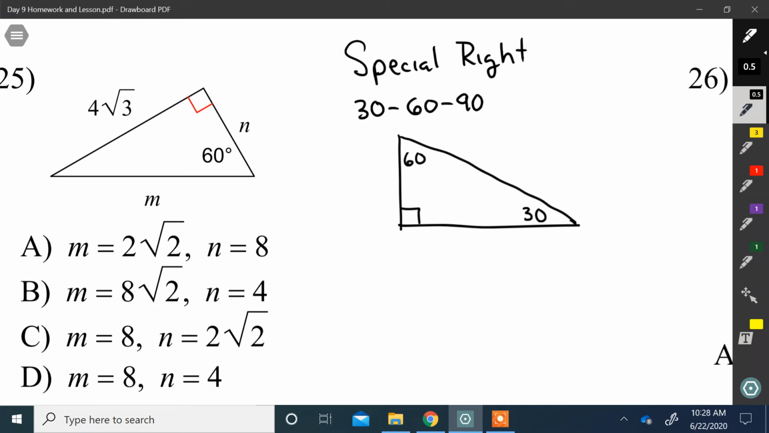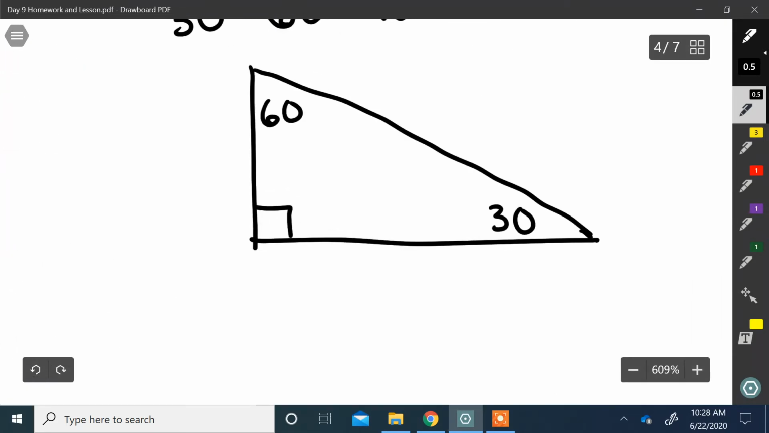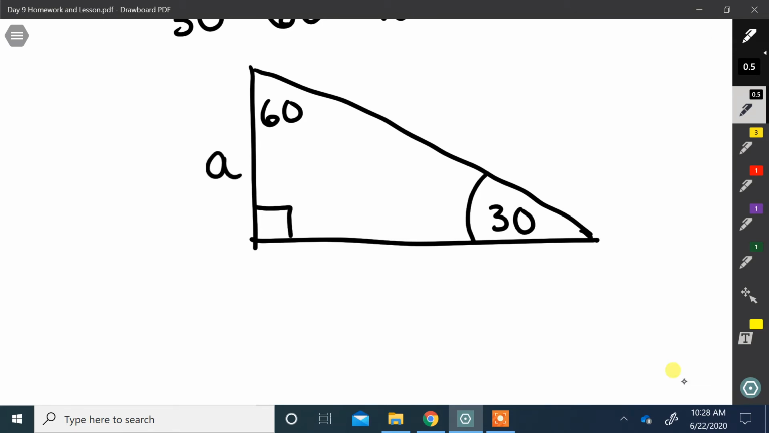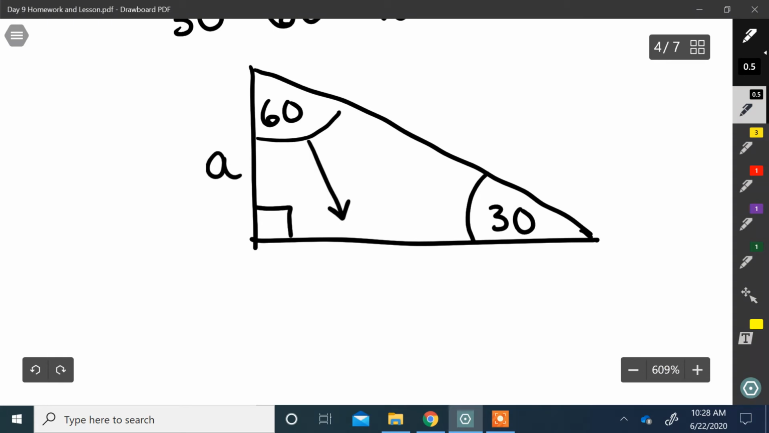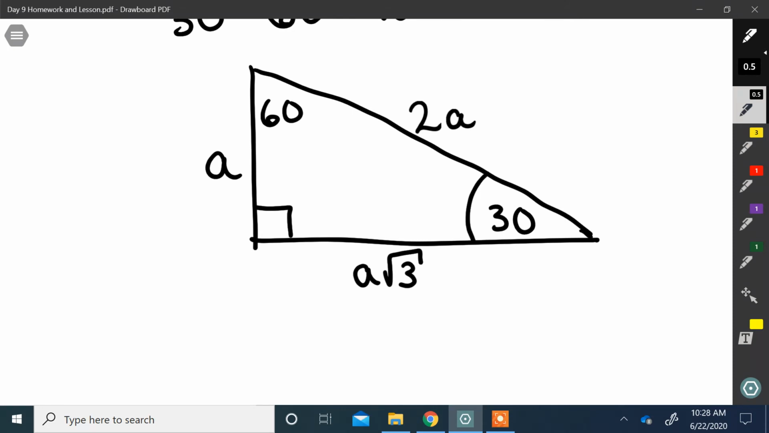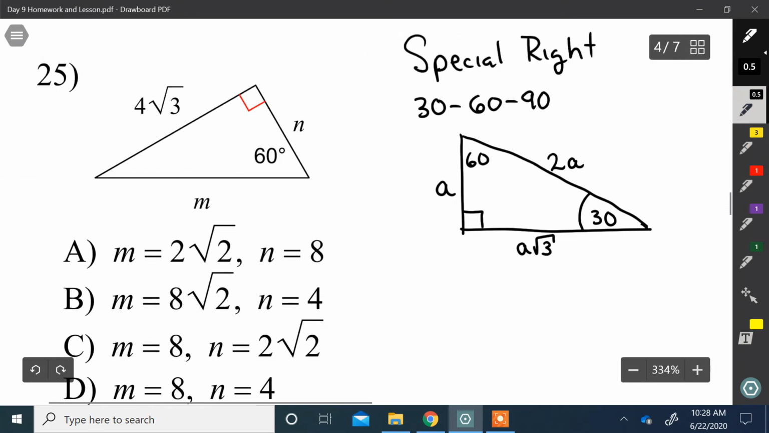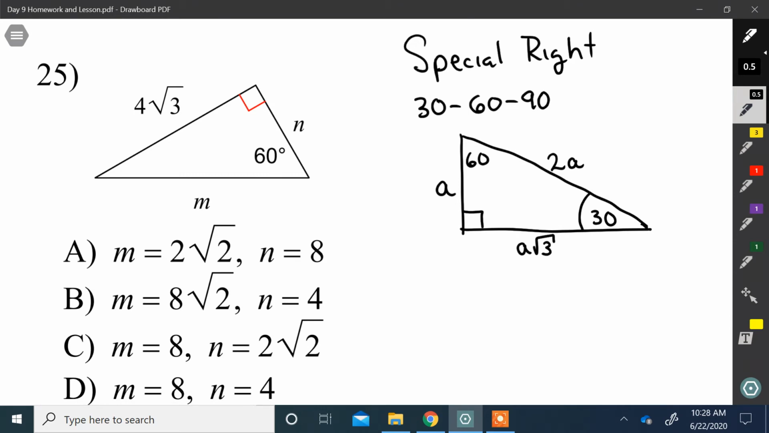You're going to find that the side in front of the 30 degrees, this right here, will be A. The side in front of the 60 will be A times the square root of 3, and the hypotenuse is 2 times A. All right, so let's take a look at this problem and identify what I have.